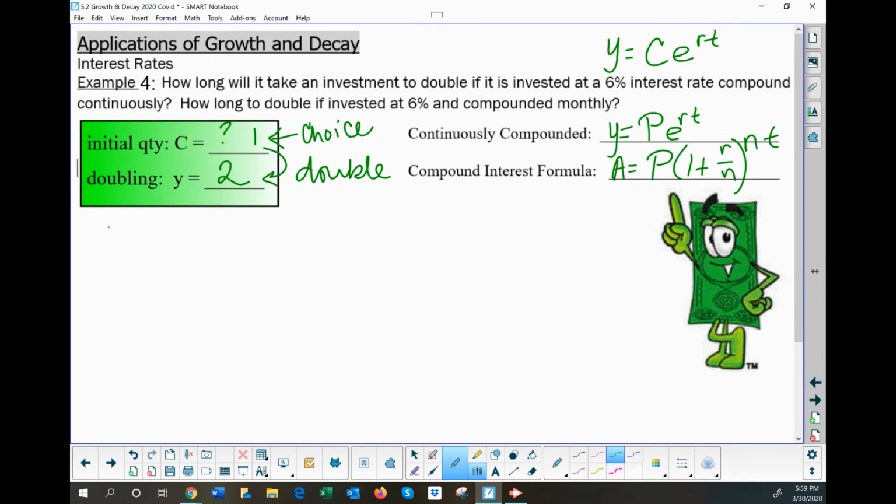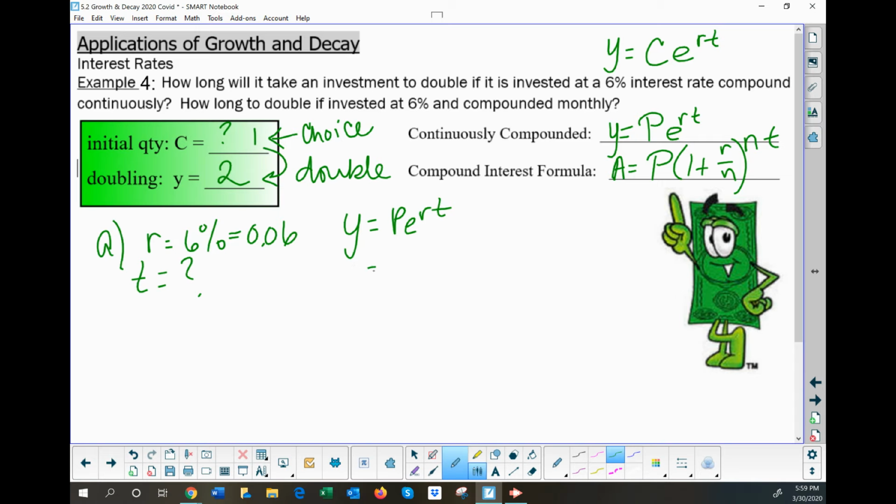We want to find time. How long does it take? Our formula we know is Y equals P e to the RT. That means I want to start with $1, finish with $2 because I want to double: 2 equals 1 times e to the 0.06 t, and we'll solve for time.